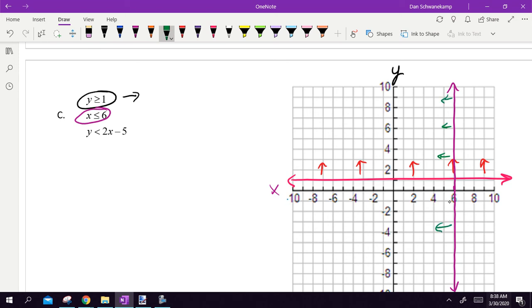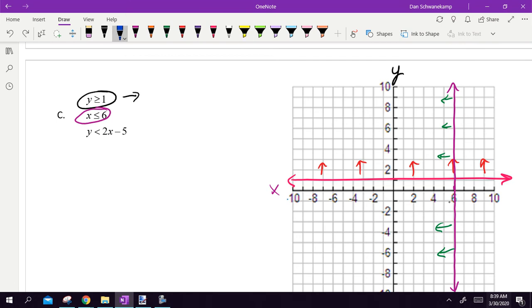So think about that so far. I want to be above the red but left of the purple. So right now, my answer is going to live in this spot right here because I'm above the red, left of the vertical line. That's where my answer is going to live. That's not my answer yet, but that's where it's going to live.